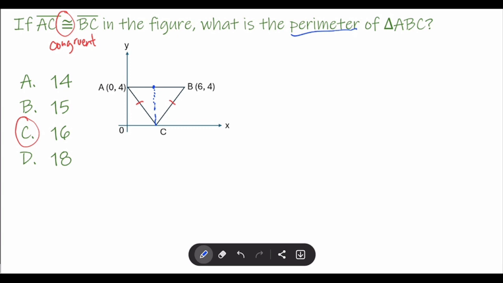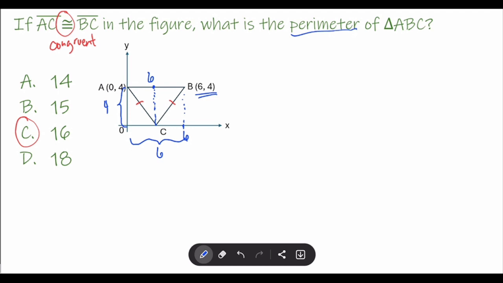Now we look at the coordinates. It says A is (0, 4). So this portion is 4 units in length, and this one is (6, 4), the B. So this B is at x equals 6. So the length of this is 6 units. That means the one on top is 6 units long.